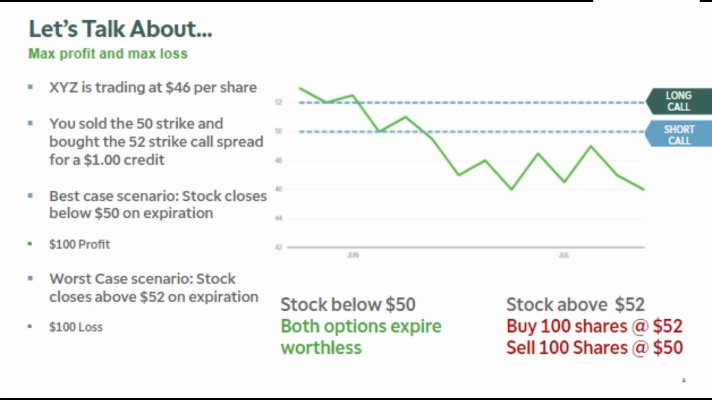And what happens then? Well, we buy 100 shares at $52 per share. So selling 100 at 50, buying 100 at 52. What is that? That's a $2 loss. But remember, we keep the premium that we initially sold it for. So $2 is the distance between the strikes, 50 and 52, minus the $1 credit. We're basically risking $1 to make $1 with this particular situation.